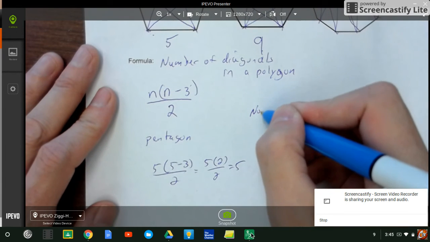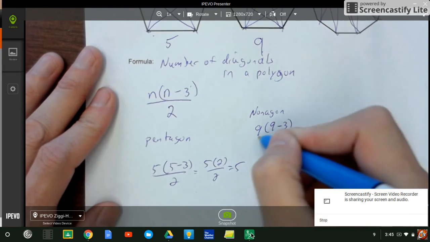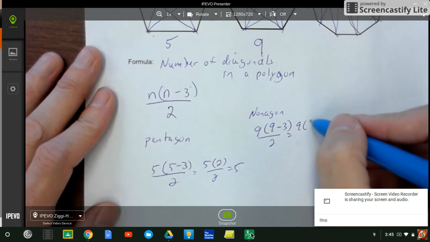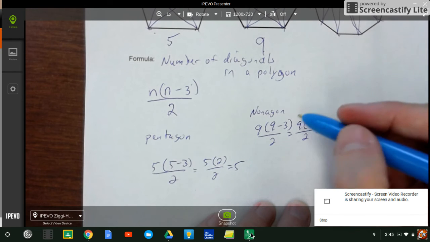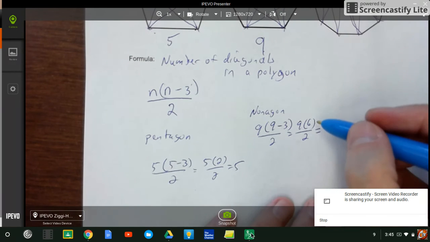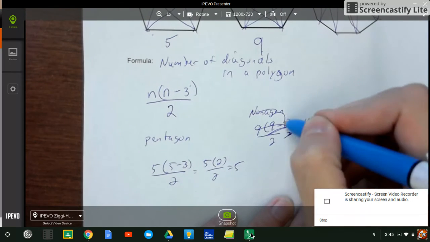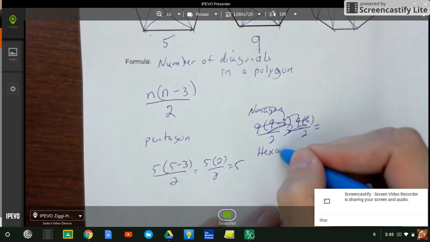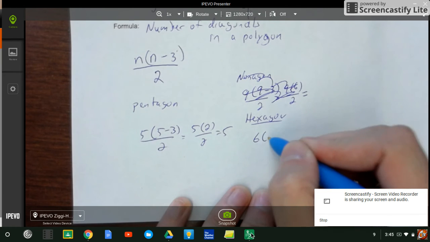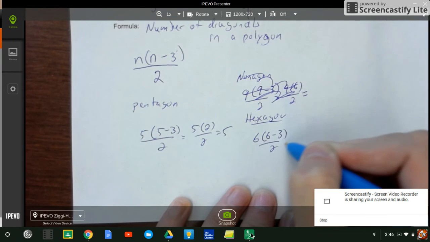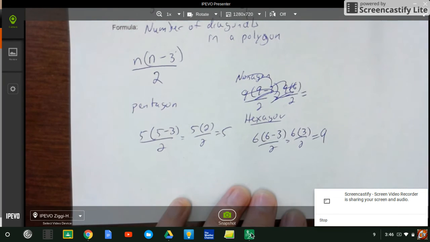Let's test it for 9. So for my nonagon, I've got 9 times (9 minus 3) over 2. 9 minus 3 is 6. And that's going to give me, wait a minute. That's going to give me more than 9. Or did I miss some? Oh, because it's not a 9-sided. Sorry. It's a hexagon. My bad. Which has 6 sides. I was thinking ahead. I saw the 9 here and got messed up. So it's 6 times (6 minus 3) over 2. And 6 minus 3 is 3, so 6 times 3 is 18 over 2, which gives me my 9 diagonals.